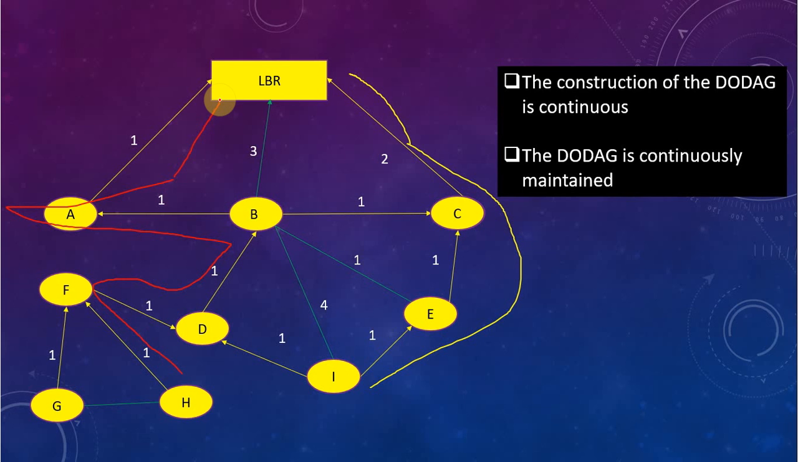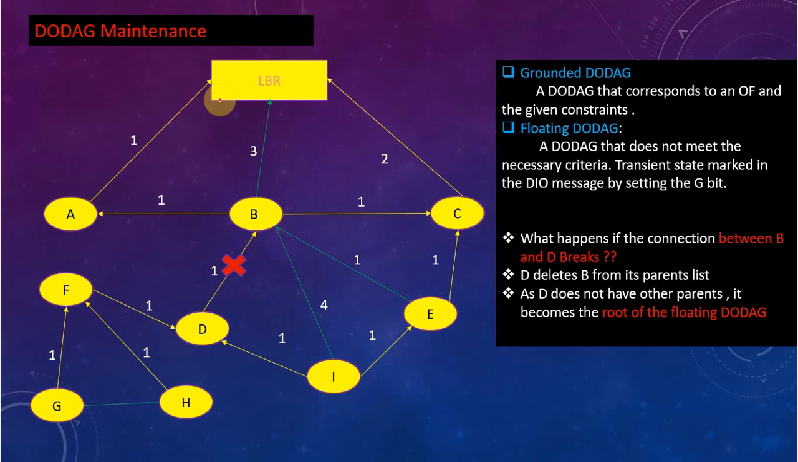Okay, so that's all about the DODAG building and how the data transfer will be happening between different nodes. Now we will go to the next topic, that is DODAG maintenance. So how a DODAG will be maintained. The same scenario is there, but here I am assuming that the connection between B and D is lost. A radio connection was present and it is lost due to some reason.